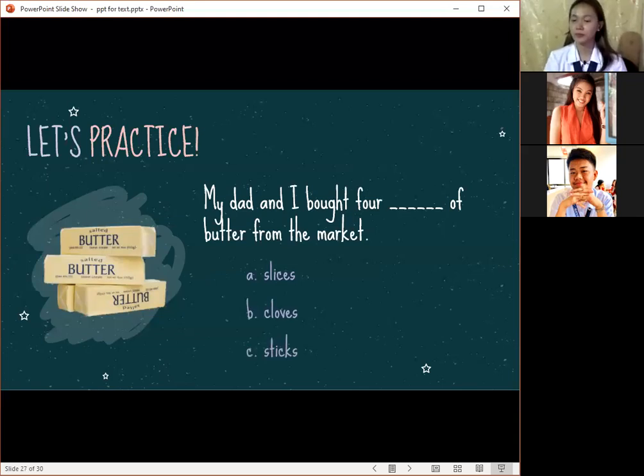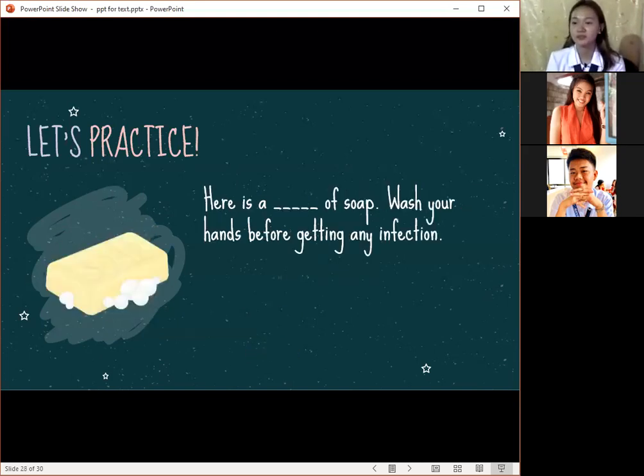My dad and I bought 4 blank of butter from the market. Letter A, slices, B, cloves, and C, sticks. The answer, ma'am, is sticks. 4 sticks of butter. Sticks, correct. My dad and I bought 4 sticks of butter from the market. Okay, this is the last question.